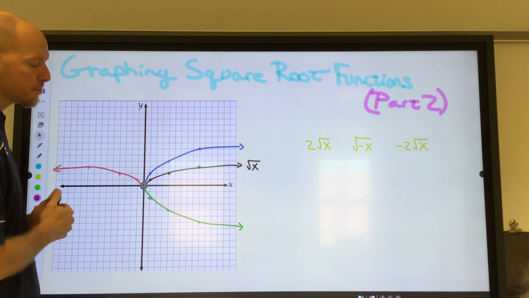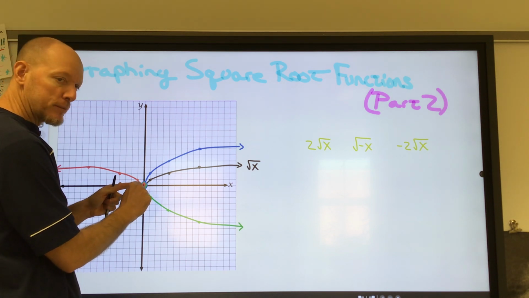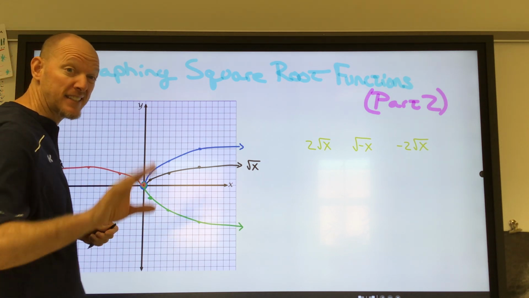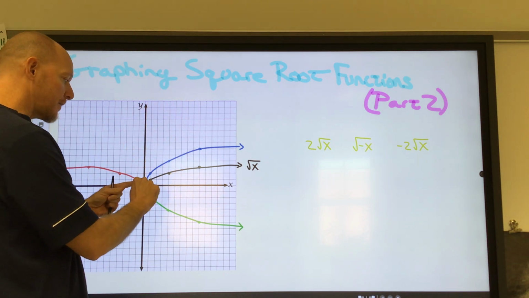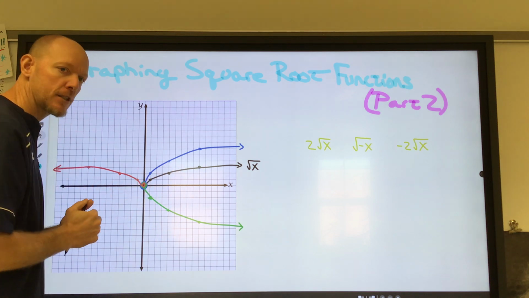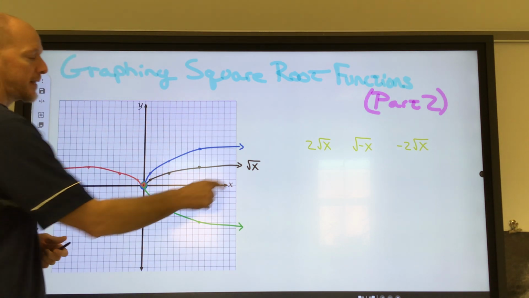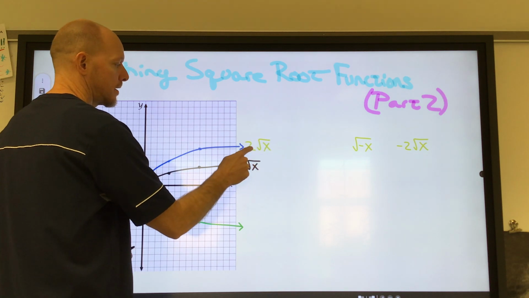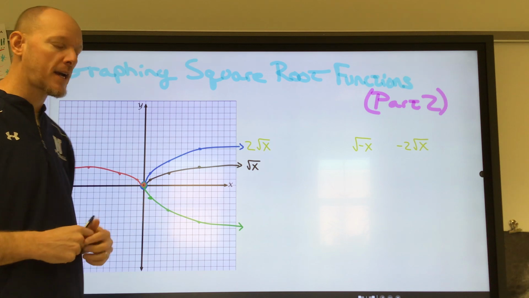All right, if I look at this blue graph, what I see is that the point where I'm starting is still at the origin. That's actually true for all of these, and that's pretty significant. But what's different about the blue graph in comparison to the black is that it's vertically stretched, or it's taller. So what that tells me is it is twice as high, or 2 times the square root of x is what's going to happen.